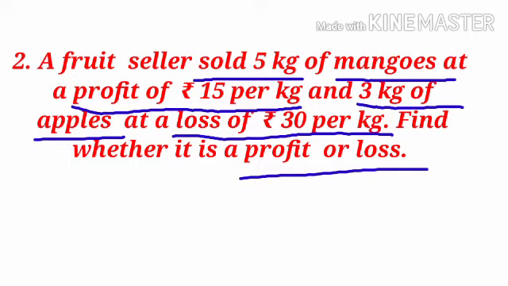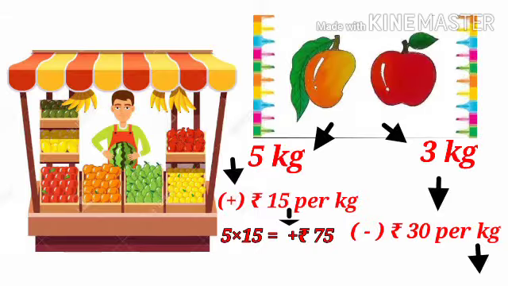A fruit seller sold 5 kg of mangoes at a profit of rupees 15 per kg and 3 kg of apples at a loss of rupees 30 per kg. Find whether it is a profit or loss. Sales of mangoes. The fruit seller sells 5 kgs of mangoes for a profit of rupees 15 per kg. So, totally he earns a profit of 5 into 15, which gives rupees 75. Profit is considered to be a positive integer. So, rupees 75 should be considered as a positive integer here.